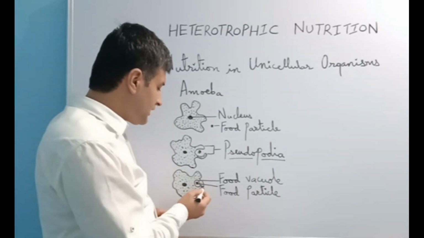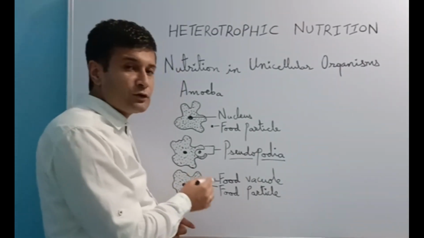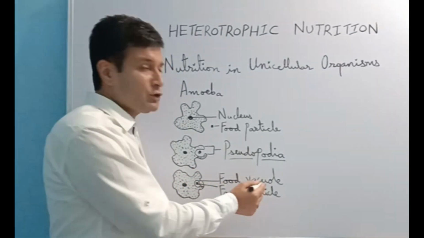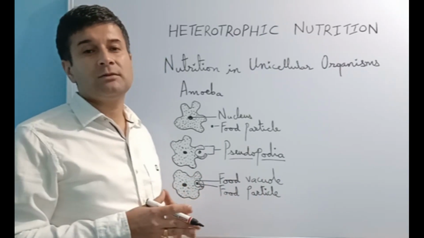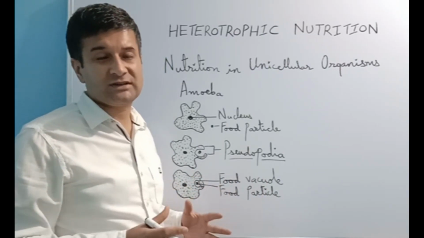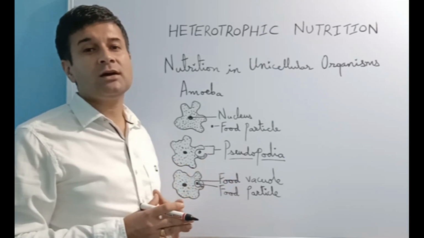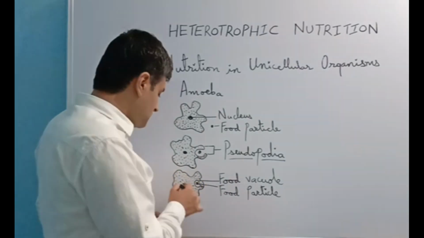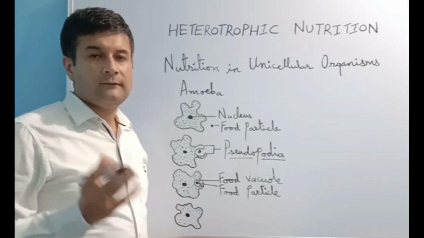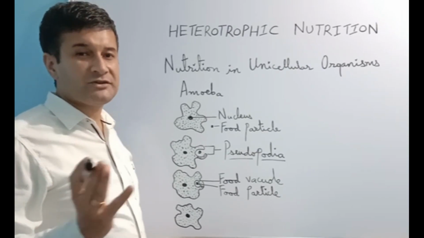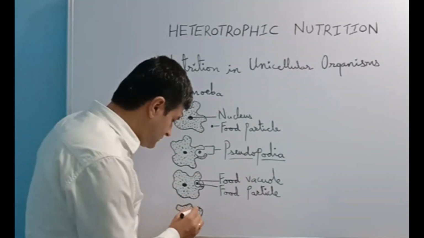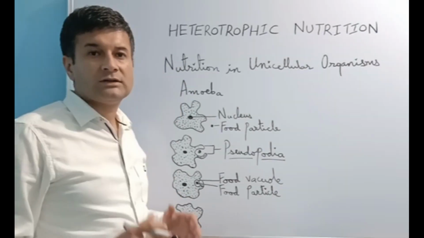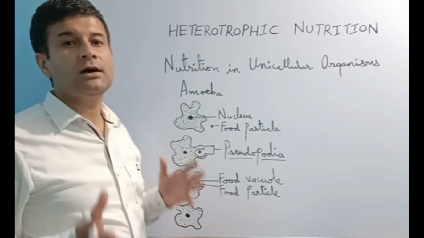Here, pseudopodia fuse together to enclose the food particle inside, and there is a formation of a food vacuole where the complex food materials are broken down into simpler substances, and after breaking the food materials into simpler substances, they are diffused into the cytoplasm of amoeba. Finally, the undigested food material reaches the cell surface and is thrown out of the body. This is how nutrition takes place in amoeba.